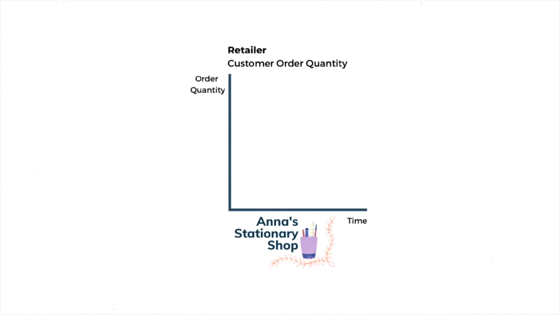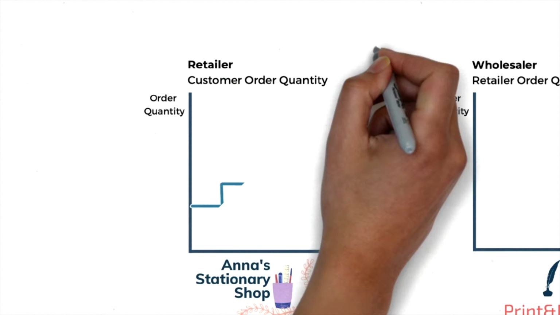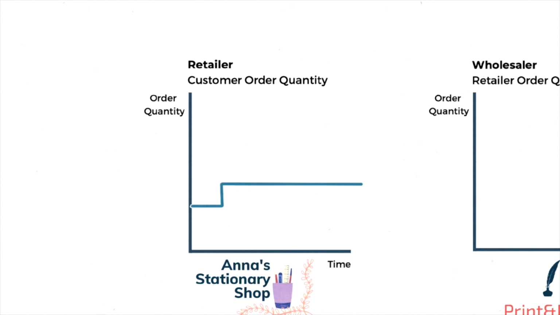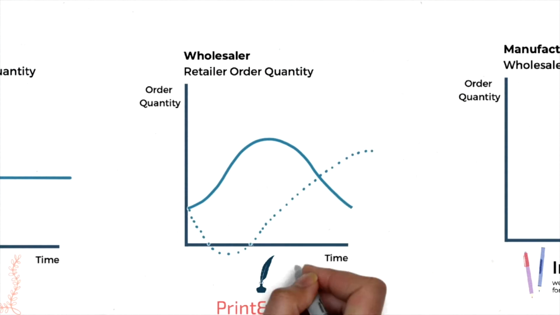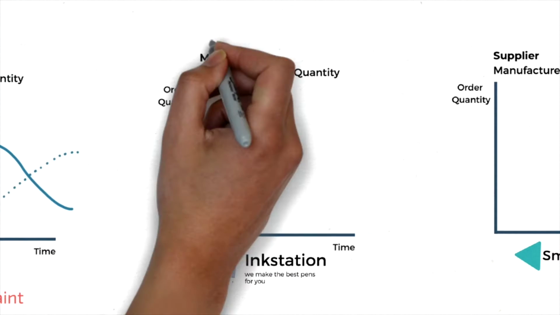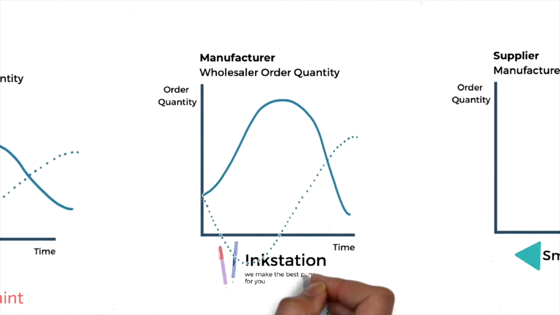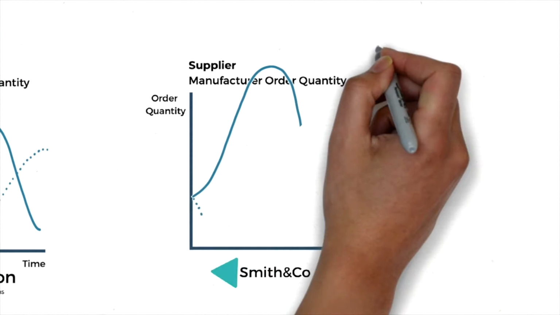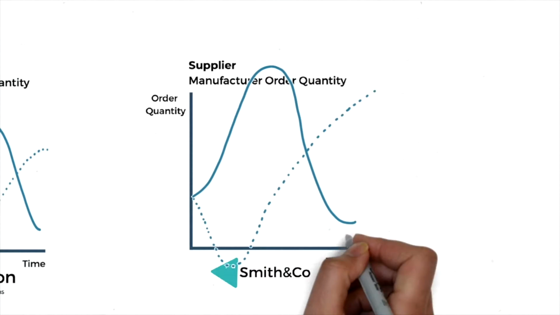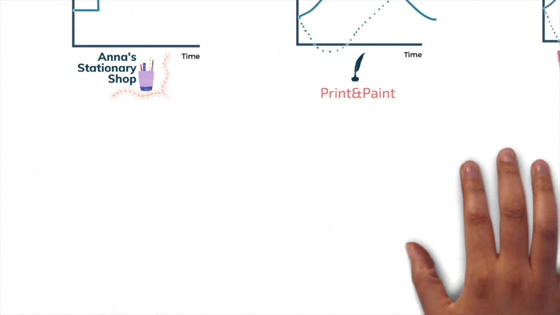To see this, Emma shows her the individual demands of the actors in the chain. As soon as the owner Anna notices that the blue InkStation pen is no longer in stock, she places a larger order of pens than usual. The wholesaler, Print and Paint, however, didn't expect such a large order and also places a bigger one with the manufacturer InkStation. The manufacturer InkStation also didn't expect a larger order and places an even larger order with their supplier, Smith & Co. This leads to three main problems.